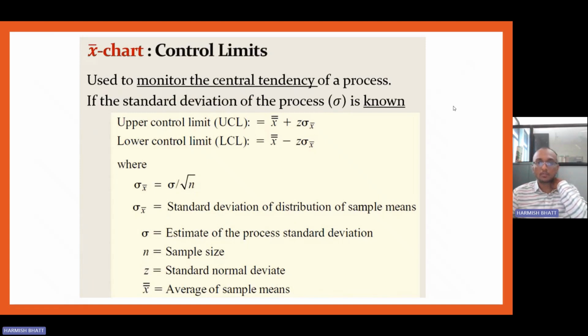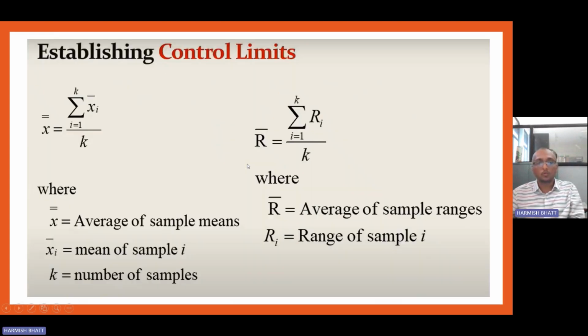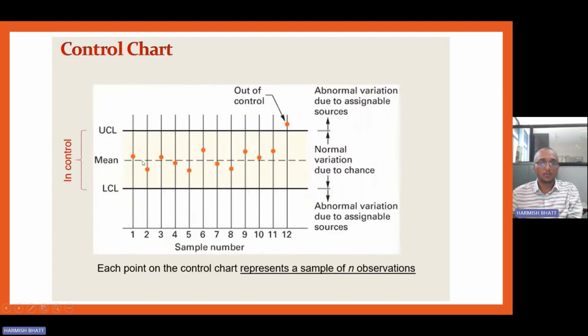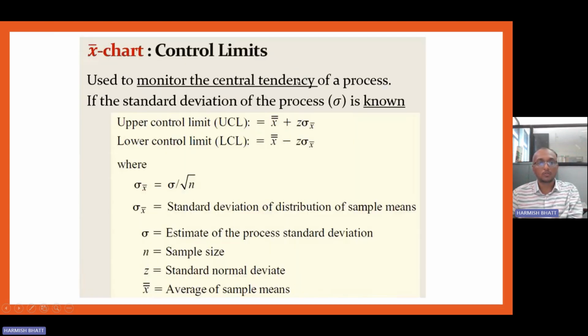Now let us understand the method to prepare the X bar chart. As I told you earlier, when we want to plot any control chart, the mean value is required. The UCL and the LCL are required specifically for the X bar chart. So the lower control limit and upper control limit are to be found out. In this particular slide, you are able to see the various equations to find out the upper control limit and the lower control limit.